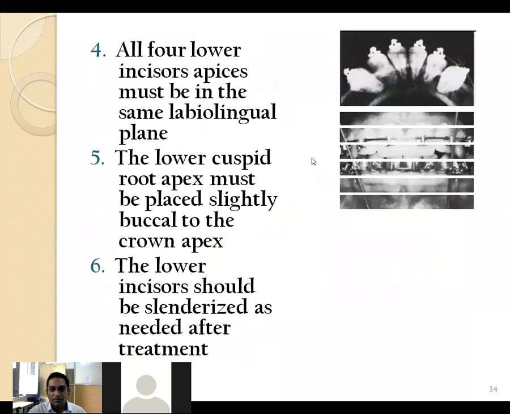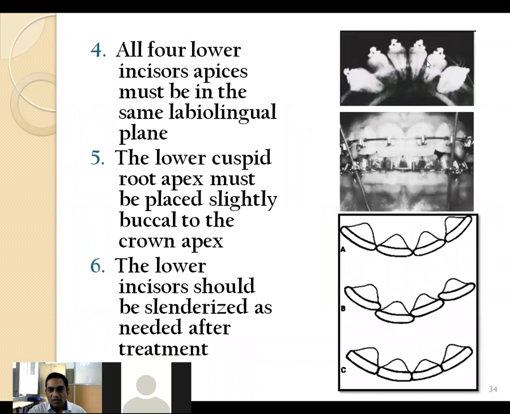Next, the fourth one: all four lower incisor apices must be in the same labiolingual plane. It means all lower incisors from canine to canine have to be in the same plane, that is, the same plane in the labiolingual direction. Next, the lower incisor cuspid apex must be placed slightly buccal to the crown apex.